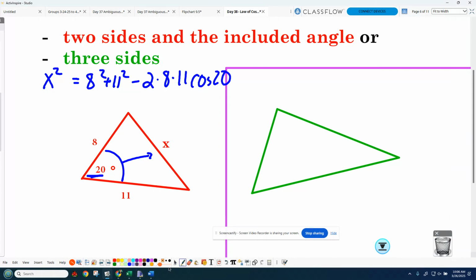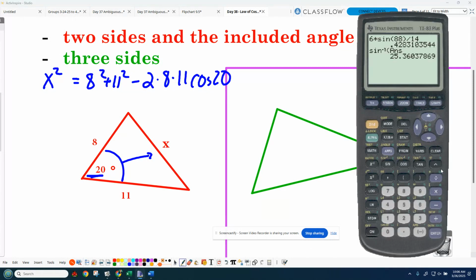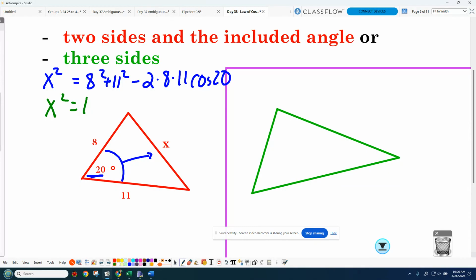There is a squared button. So I'm going to type in 8 squared plus 11 squared, and then what Sam told me was the adjustment, minus 2 times 8 times 11 times cosine of C. And I'm going to hit enter. Is the side length 19.6? It's square root, thank you. So please write your work down.